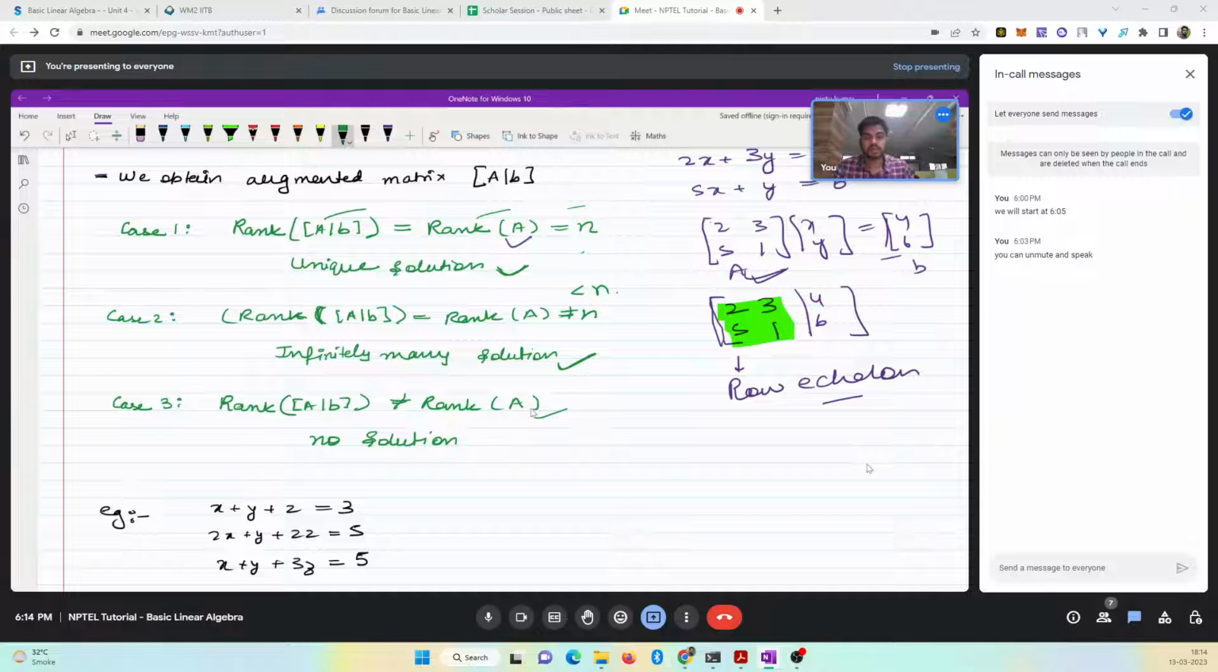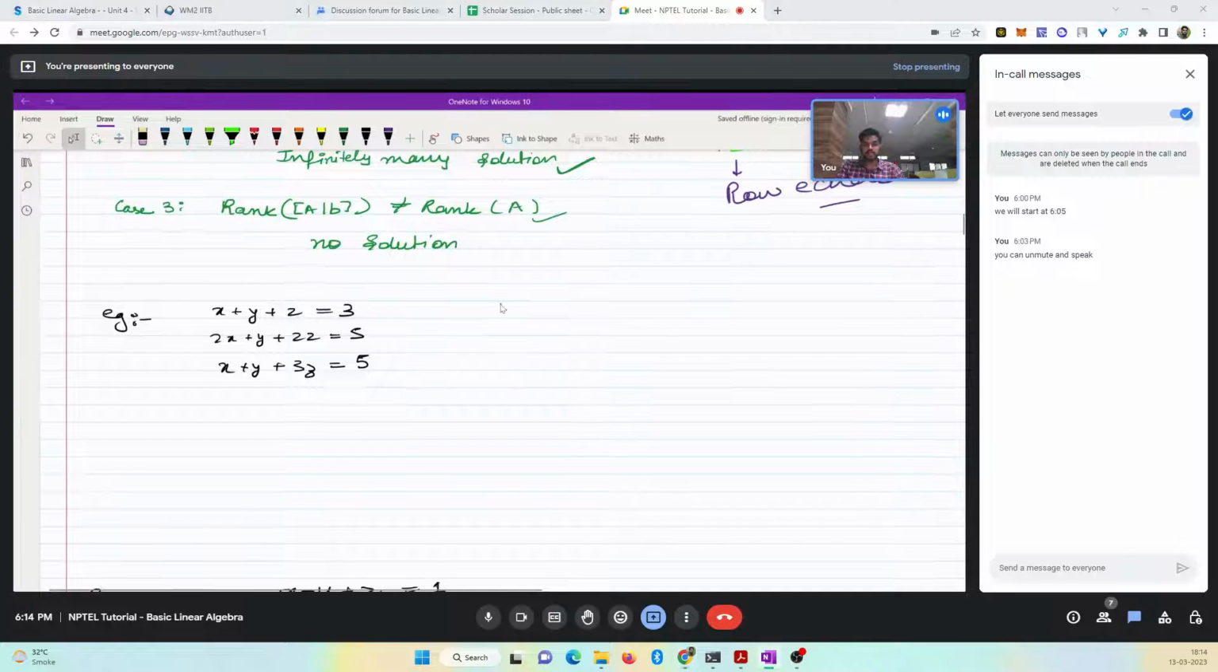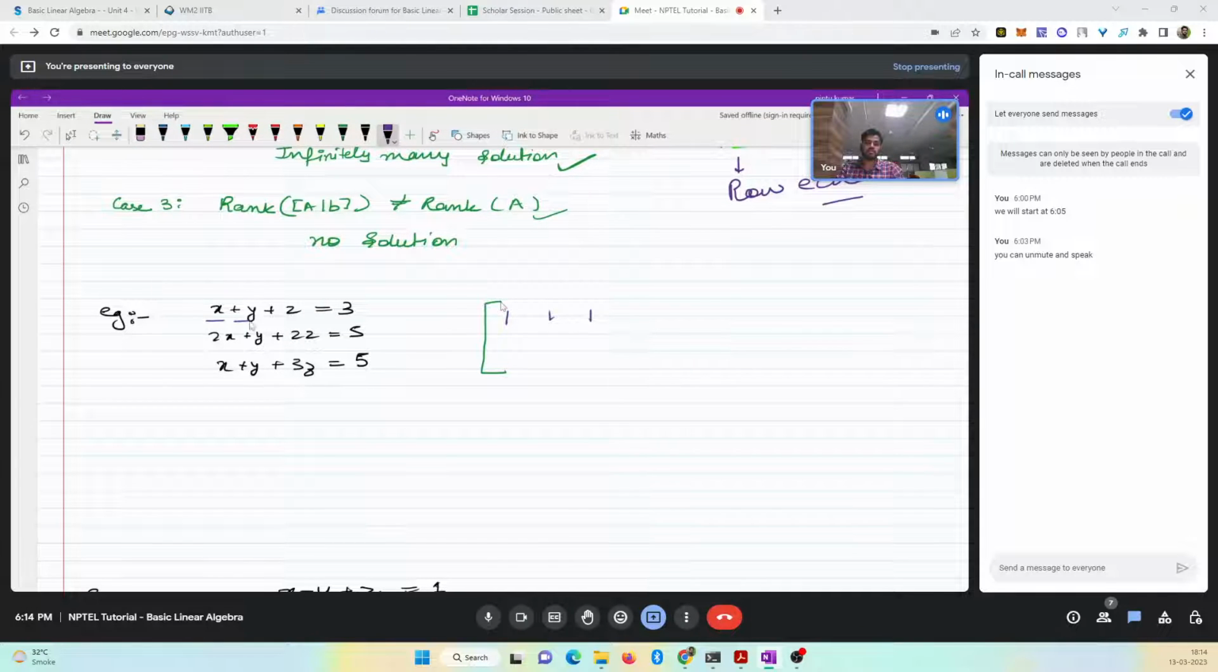Okay, so I'll take 3 examples so that it is clear how we solve a system of equations as well as how we look at how many solutions we have. So we are given this. Let's write it in matrix notation. This is 1, 1, 1, the coefficients of the first equation in x, y, z, and for the augmented term we write 3 over here. The next row is 2, 1, 2. The next is 1, 1, 3. This is 5. This is also 5. Let's try to row reduce this.